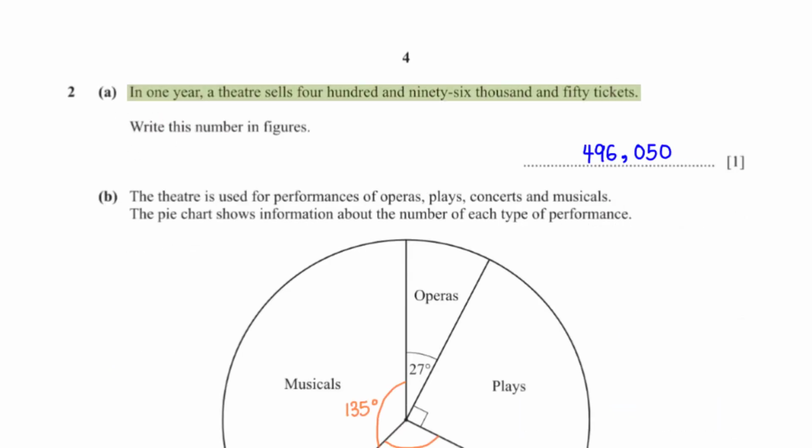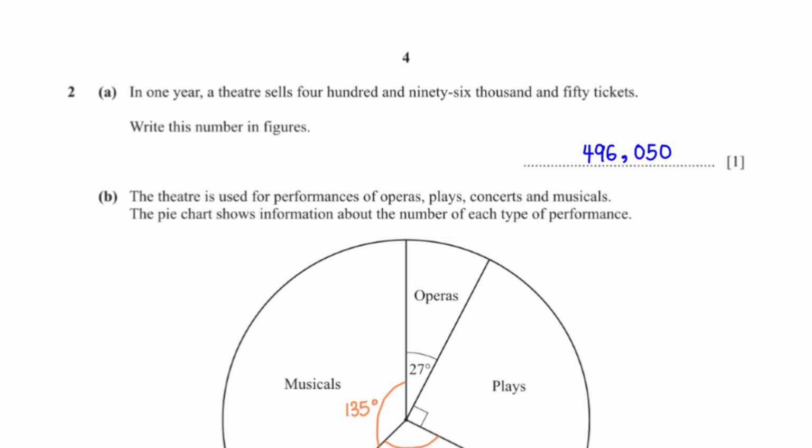In 1 year, a theater sells 496,050 tickets. Write this number in figures. This is the number in figures. To confirm this, you can type 496,000 plus 50 into your calculator. The theater is used for performances of operas, plays, concerts, and musicals.